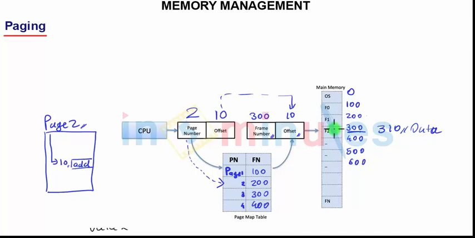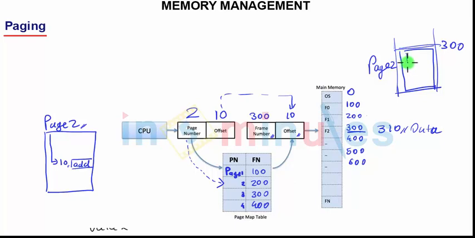So now in memory, I know from 300 that page starts. So that particular page exists, let's call it page 2. It starts from 300. And now I know in page 2, 310 would be that add function. So this is how paging takes place and addressing of paging takes place.